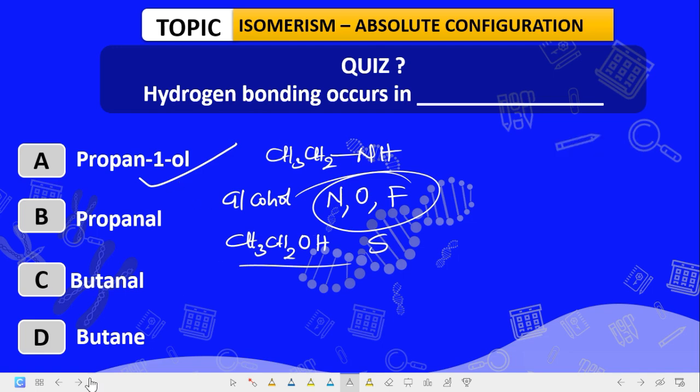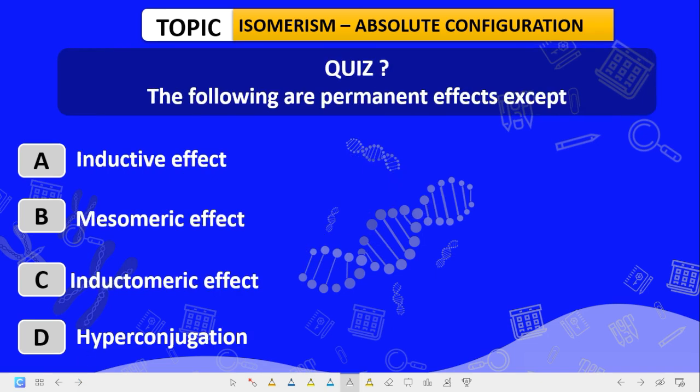Now, next question. The following are permanent effects except. I've told you that all these effects are permanent, but enantiomeric is not a permanent effect. Okay, all these are permanent, but enantiomeric is not a permanent effect. Please take note.